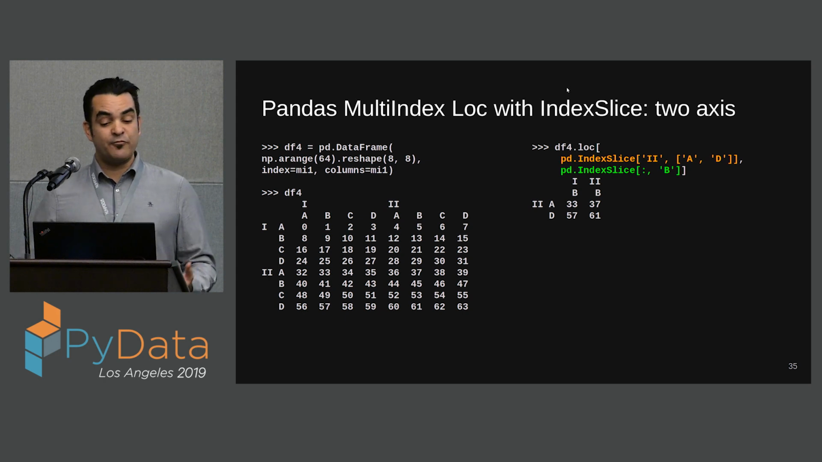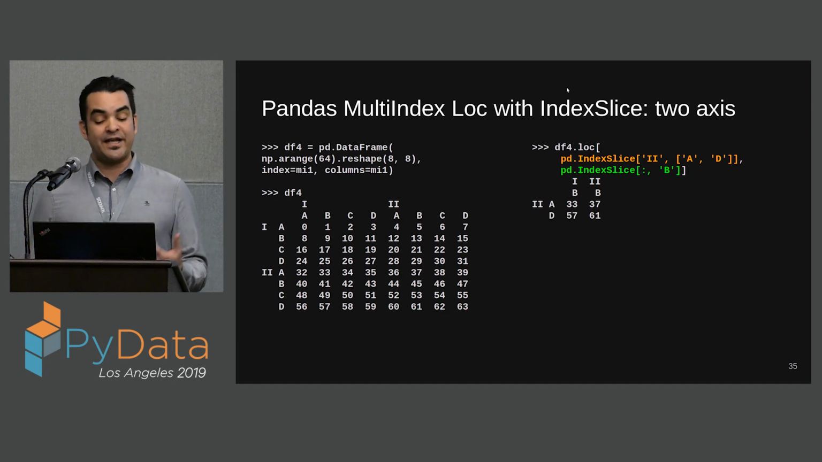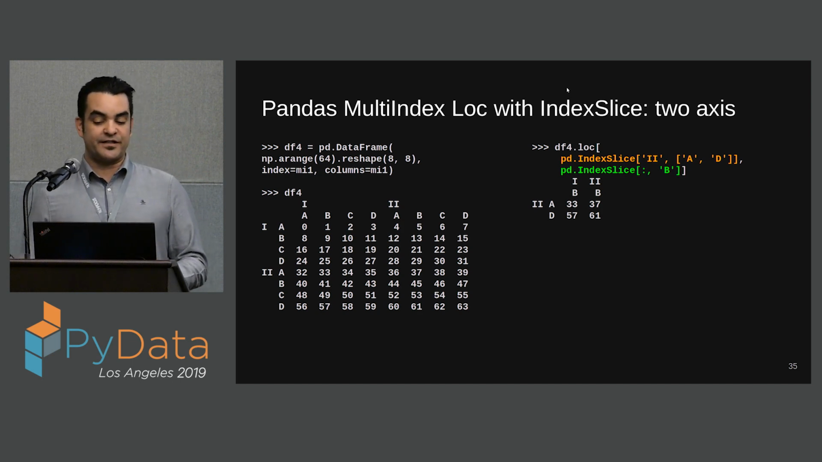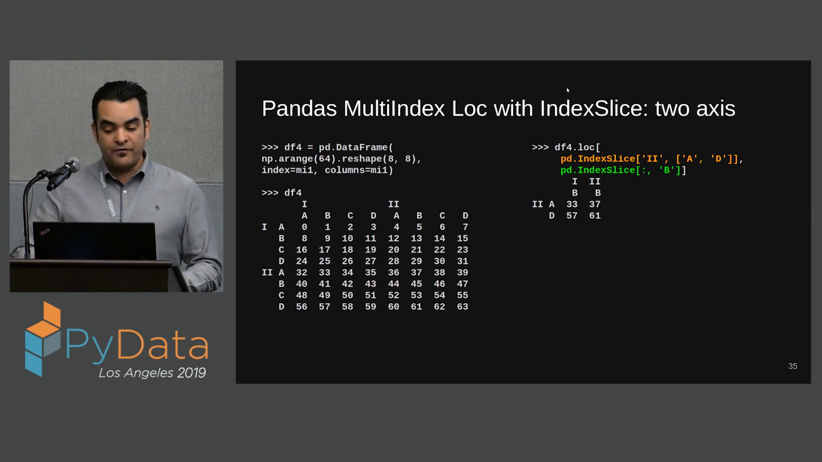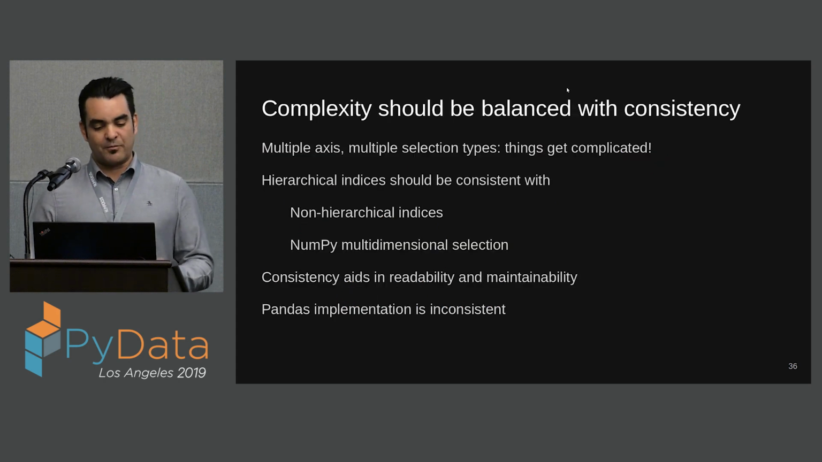We can do the same with a two-dimensional data frame, with an index hierarchy on both the columns and the rows. Here I provide two IndexSlices, and again, there are two arguments. The first argument to loc is an IndexSlice that's grabbing the second Roman numeral and rows A and D, and the second argument to loc is another IndexSlice that's grabbing all of the outer level and just columns B. So this is very clear and very consistent, almost.